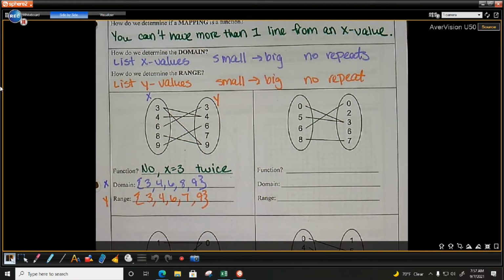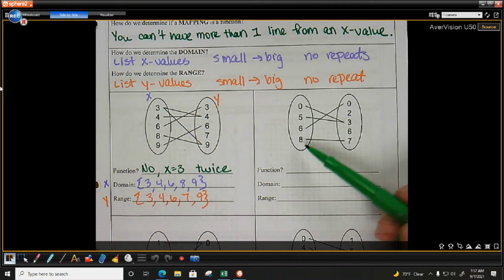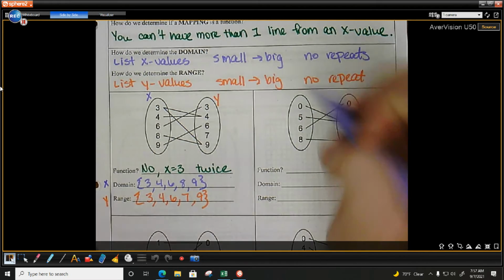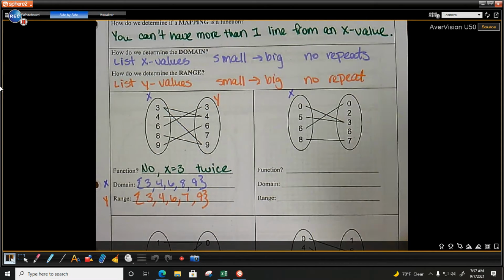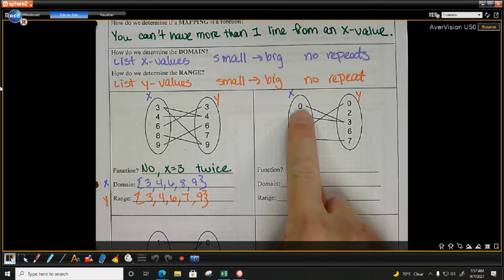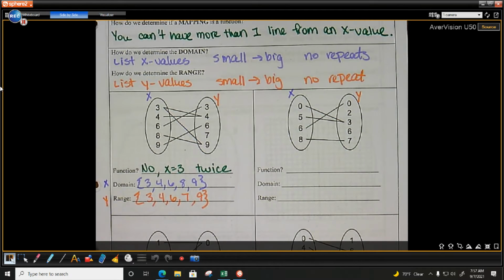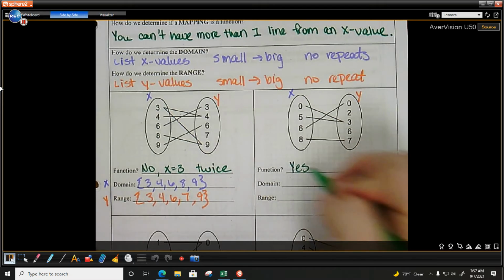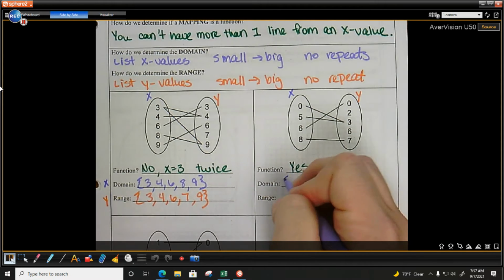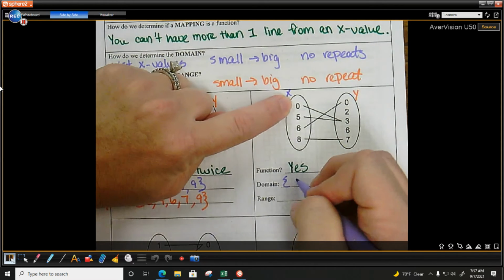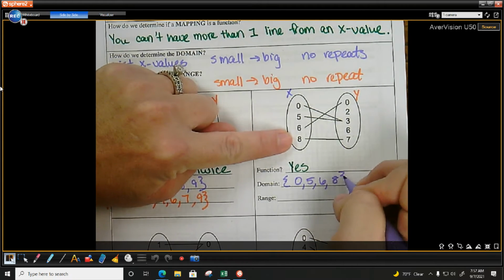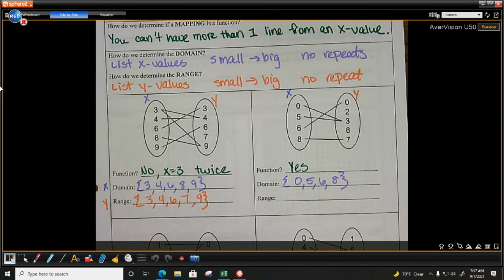Next one. Is this a function? Do any of these x values have more than one line from them? No. So is it a function? Yes. So let's write out our domain. 0, 5, 6, 8. And then range.